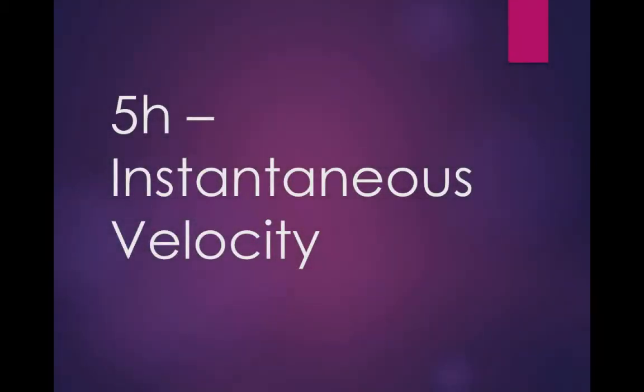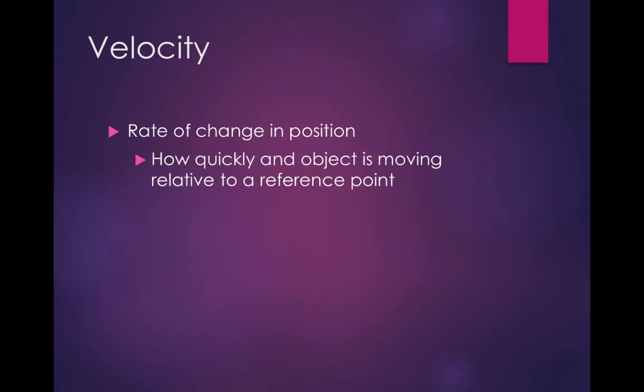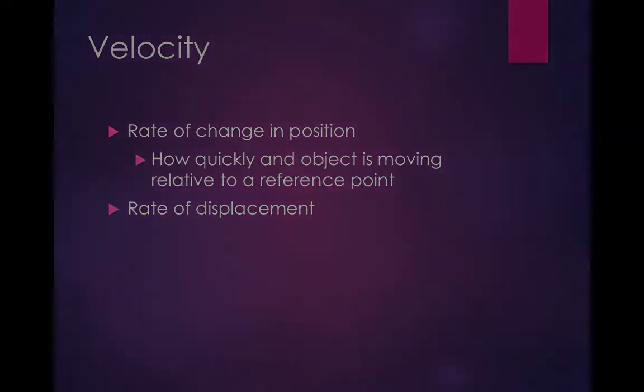5H, Instantaneous Velocity. Instantaneous velocity is an object's velocity at an exact moment in time. Remember, velocity is the rate of change in position, or how quickly an object is moving relative to a reference point, or the rate of displacement.